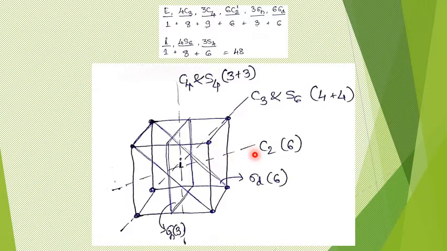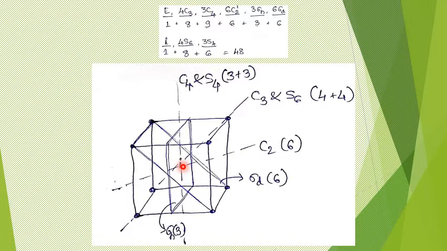And now, how many such C2 axes are present? To construct one such C2, we need 2 edges. And for a given cube, we have 12 edges. Therefore, we can say that 6 such C2s are possible. Then along with that, we have an inversion center, which can be easily understood, that is present at exactly the center of the cube.